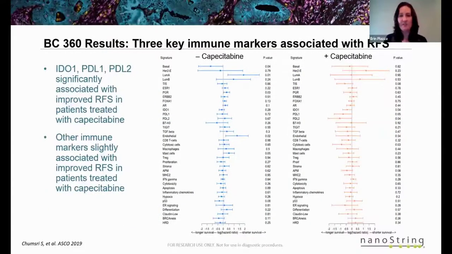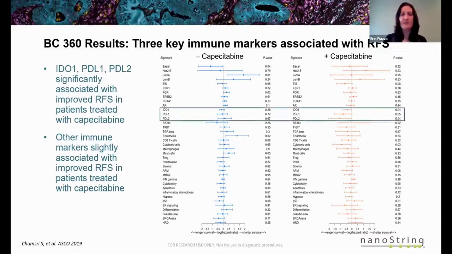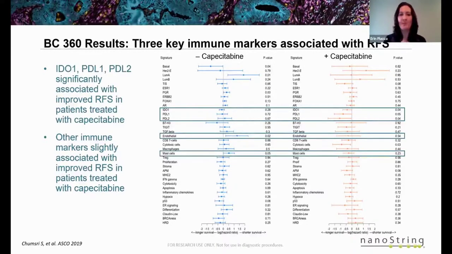However, in our results, we saw that there were a number of key immune markers associated with regression-free survival in these patients. First, IDO1, PDL1, and PDL2, all genes in the tumor signaling 360 panel, were significantly associated with regression-free survival in the patients treated with capecitabine. And we also saw some additional markers associated with improved regression-free survival in these patients, and that included the endothelial cell signature and the mast cell signature. Again, the mast cell signature is present in the tumor signaling 360 panel as well.